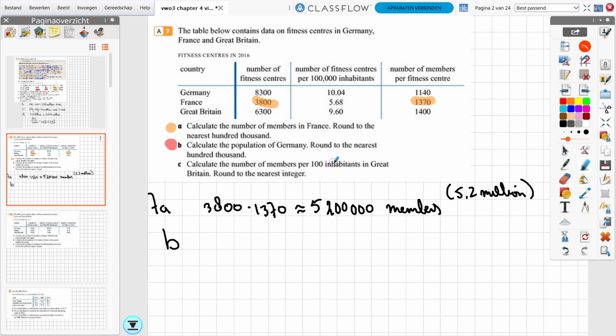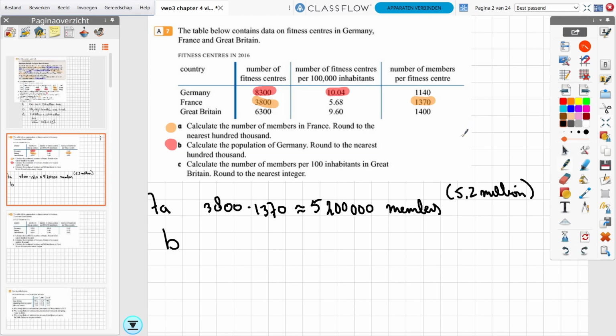Calculate the population in Germany. Okay, round to the nearest 100,000 again. For Germany, I have 8,300 fitness centers, and I know that the number of fitness centers per 100,000 inhabitants is this number right here. I don't need the number of members per fitness center here. I want to focus on those two pieces of information.